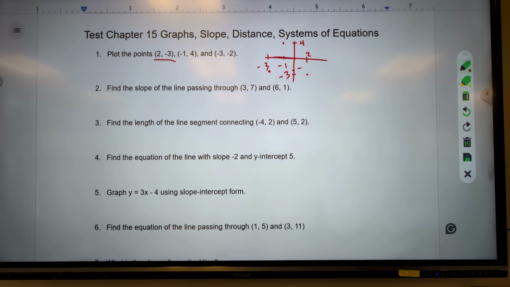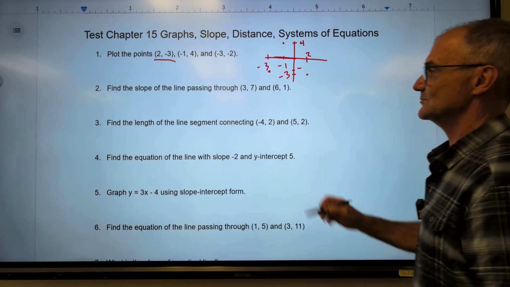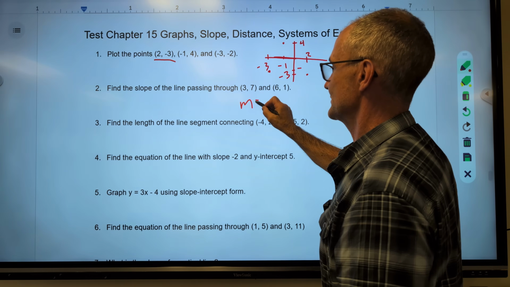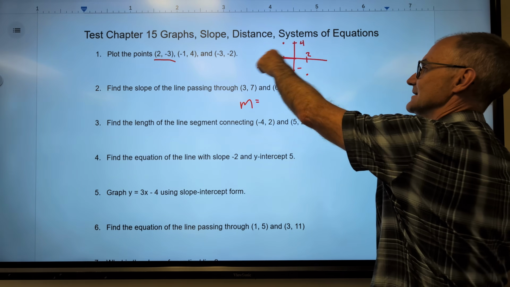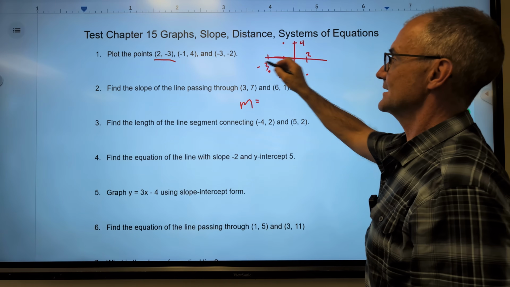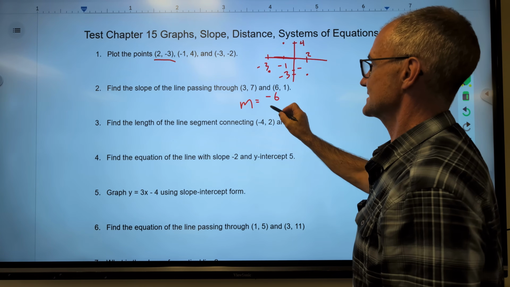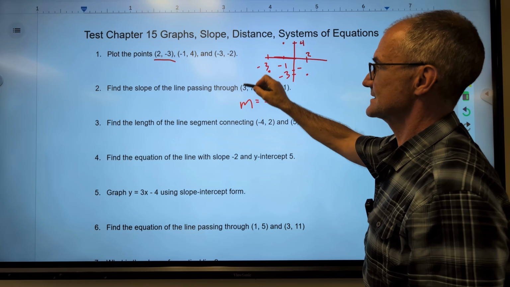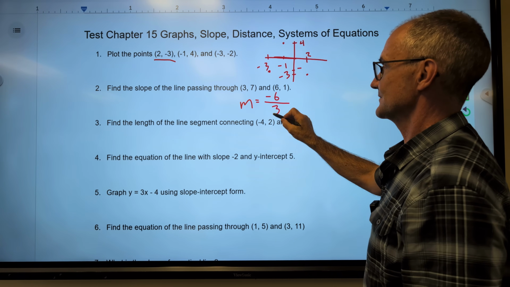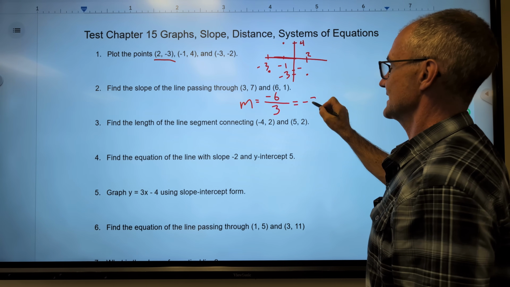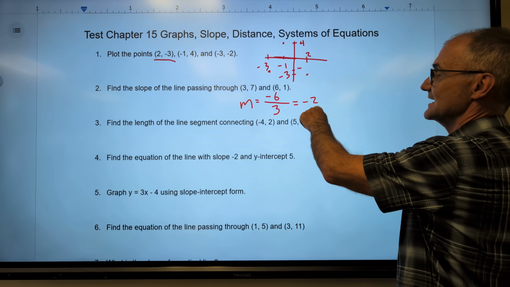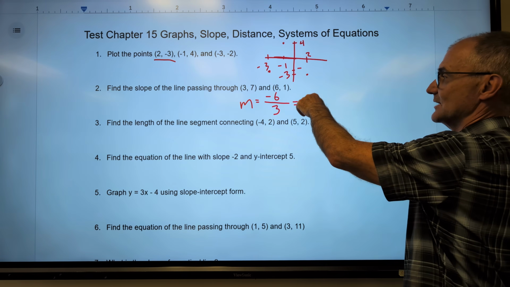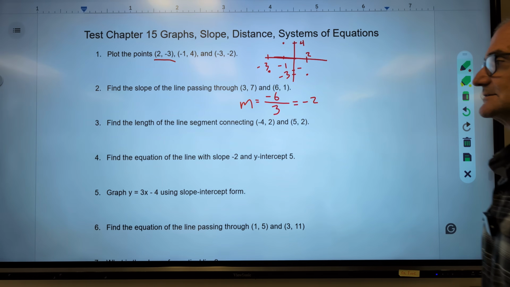Number 2, find the slope of the line passing through that. Slope again is rise over run. My slope is going to be my y values. 1 minus 7, -6, over 6 minus 3. That's going to reduce to -2. My slope is negative. It's a ratio of rise over run, -2 over 1.